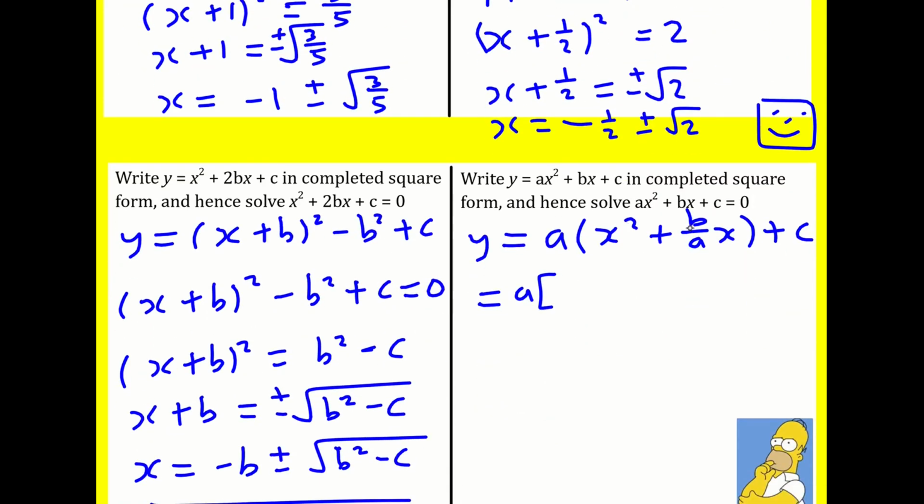So now I've got to halve the b over a. That is actually b over 2a. That is the simplest way of writing it. And then I'm going to be squaring it. Let me just make that a little bit neater. And then I'm going to minus b. I'll write it in a bracket first of all. B over 2a all squared.